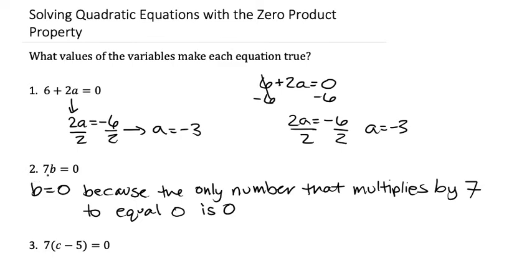Now, of course, I can also figure this out by solving. I can divide both sides by 7. So 7b divided by 7, and I have 0 divided by 7 on this side. 0 divided by 7 is 0.